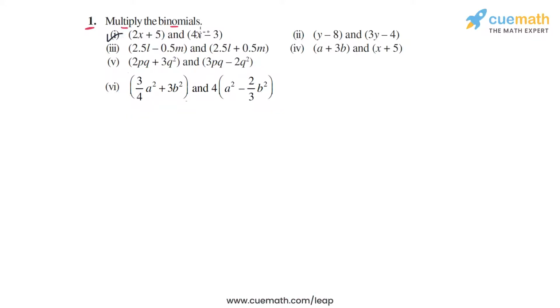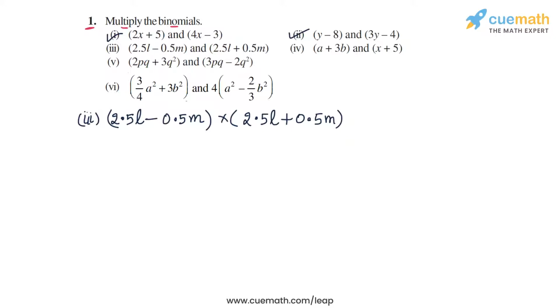We've done part 1 and part 2, and now we come to part 3. In this part we have to multiply 2.5l minus 0.5m with the binomial 2.5l plus 0.5m. Once again we will use the distributive law. We will multiply 2.5l with the second bracket, and minus 0.5m with the second bracket.